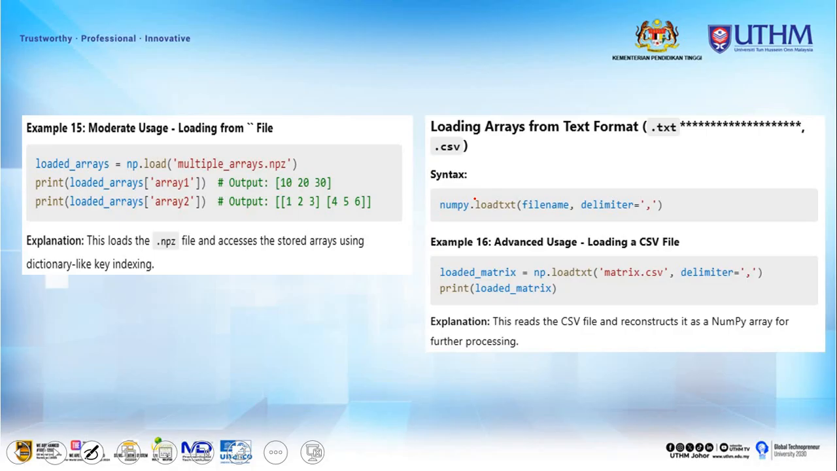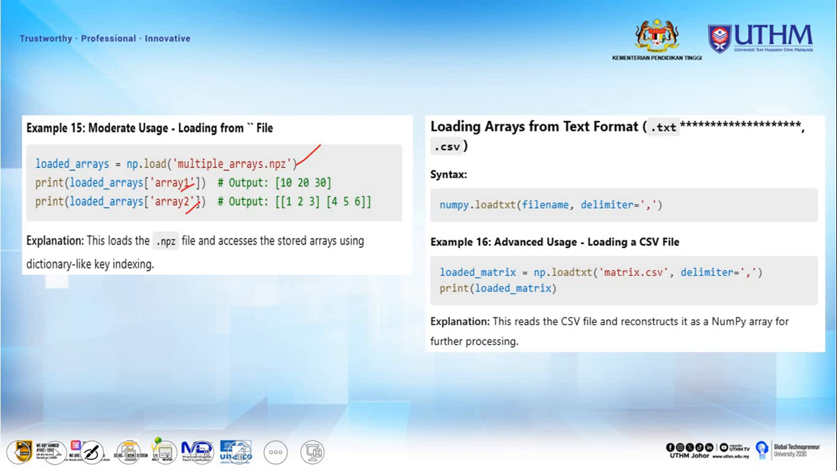Example explanation: this loads an npz file, the zip file or the multiple arrays file, array 1, array 2. The output, the first output and second output, you can see array 1 and array 2. But we still call the same file. Inside one single file we have multiple arrays, so you can load that.